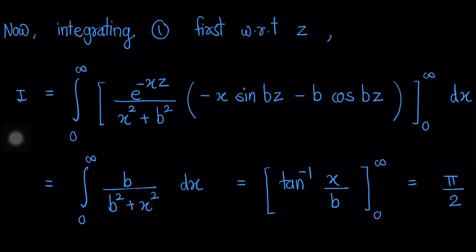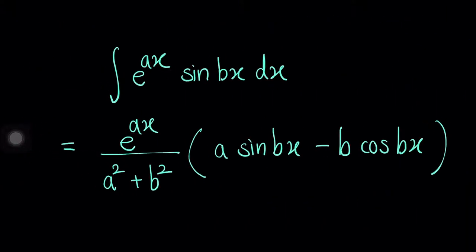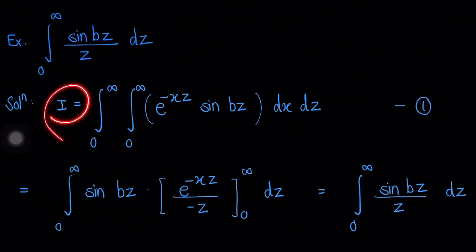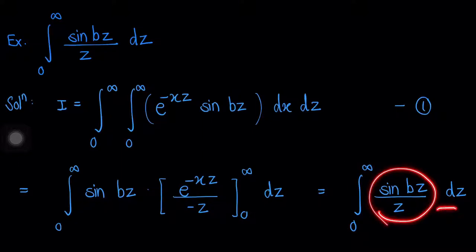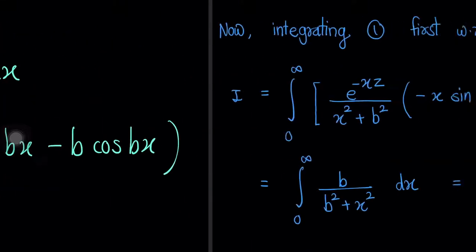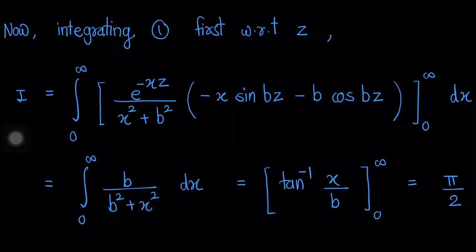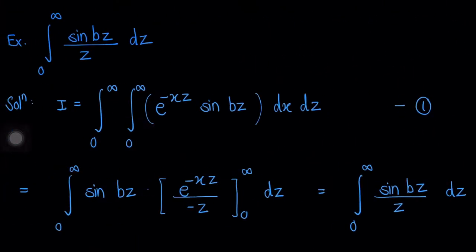And the value of I here we have got is integration 0 to infinity sine bz upon z dz. Therefore the value of this integration is going to be pi by 2. So the value of this integration, that is integration 0 to infinity sine bz upon z dz, is equal to pi divided by 2.